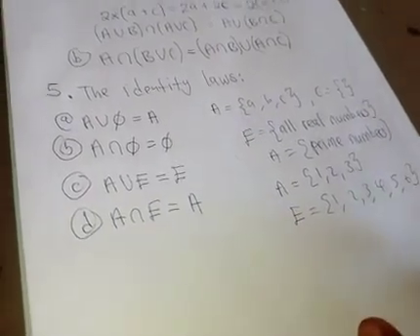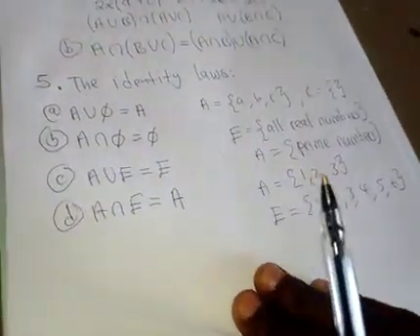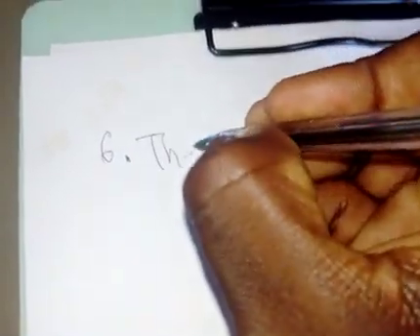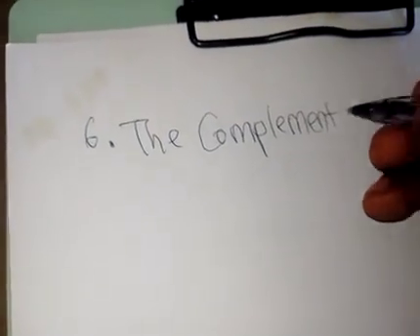Then from identity laws, we proceed to what we are calling complement laws.